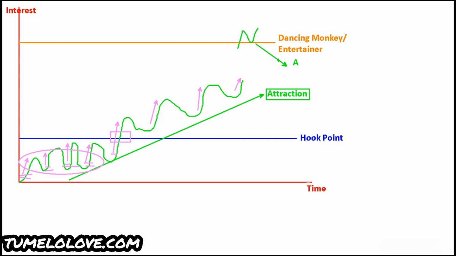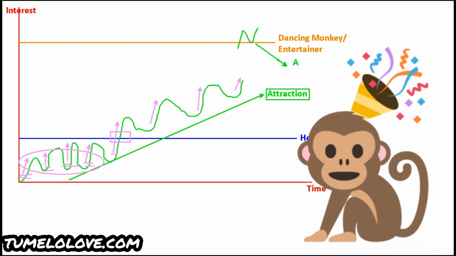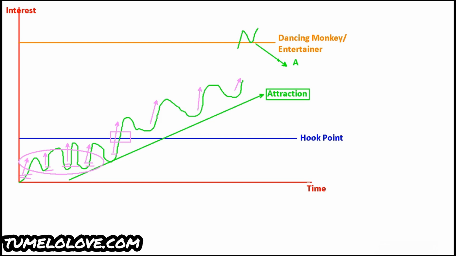Okay, and you're just the entertainer. Keep making me happy, keep making me laugh, keep dancing, you little monkey, keep going monkey, and you're now the monkey and not an attractive male. So it's very, very important to understand that you don't want to spike her emotions. You don't want to spike her interest too far up where she starts to see you as a dancing monkey or entertainer.